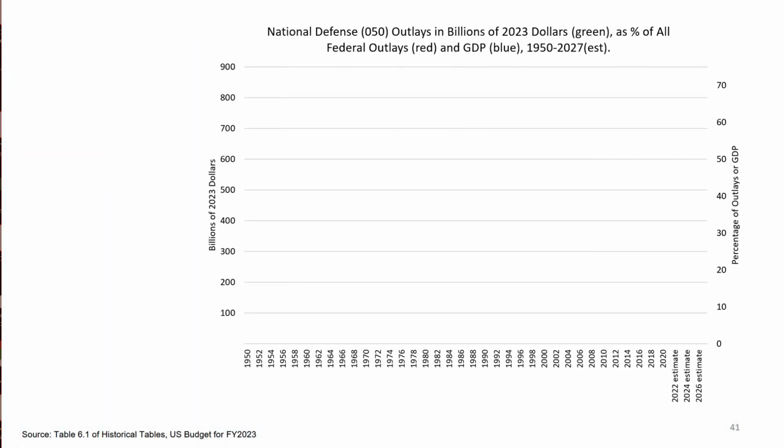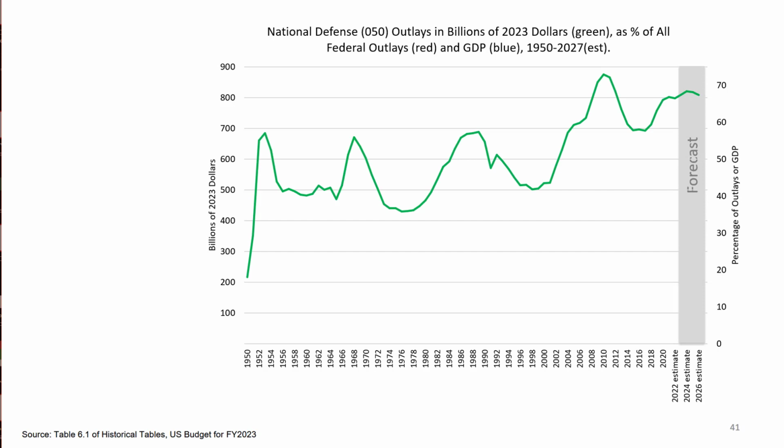So let's look at national defense measured in three ways. The green line represents spending, outlays, money actually leaving the Treasury, in inflation-adjusted dollars. And you notice a cyclical pattern here, with a peak corresponding to the Korean War, the Vietnam War, the Reagan buildup, the war on terrorism, and our current increase with our strategy of great power competition.